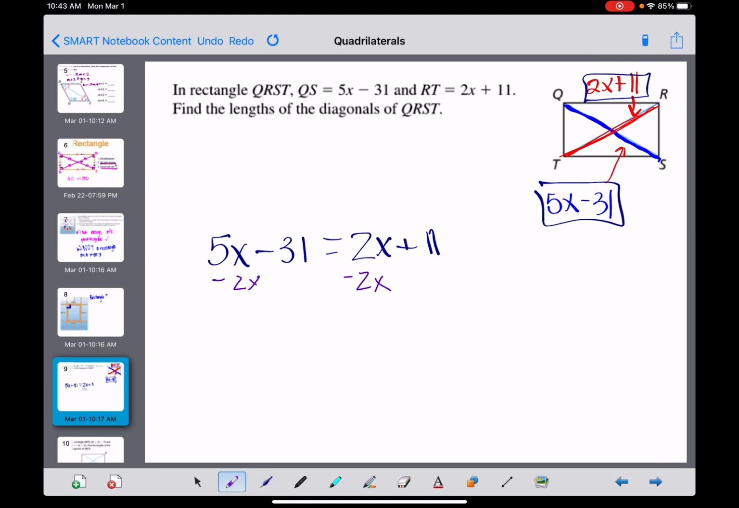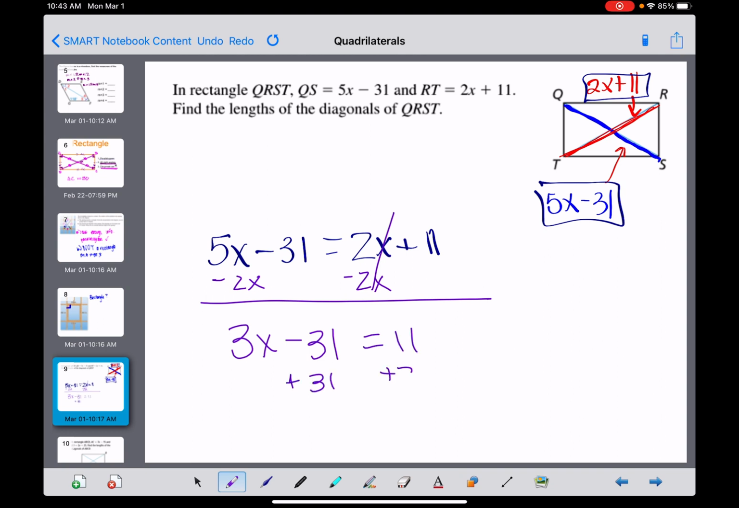So I subtract my 2x from both sides, so I get my x's together. I add 31 to both sides. So I have 3x is equal to 42. And then I'm going to divide each side by 3. And 42 divided by 3 is 14. So x's value is 14.